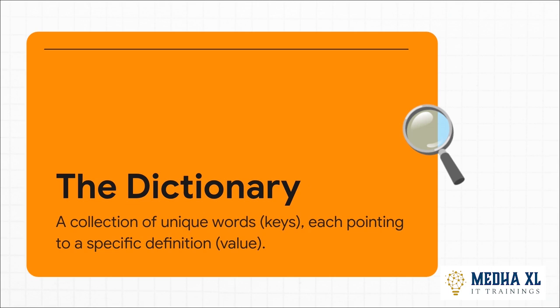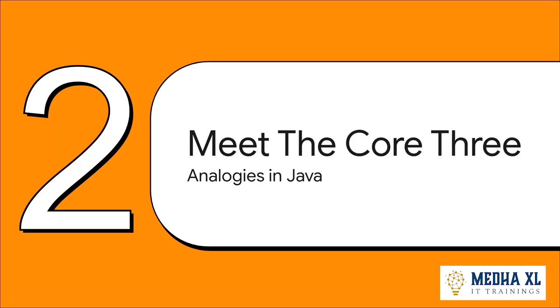And for our last one, let's picture a good old-fashioned dictionary. You have a unique word, that's your key, and it points to one specific definition, that's its value. You look up that unique word to find out what it means. It's that classic key-value relationship. So we've got a shopping list, a class roster, and a dictionary. 3 everyday things. Now let's connect these directly to the 3 core pieces of the Java Collections Framework.